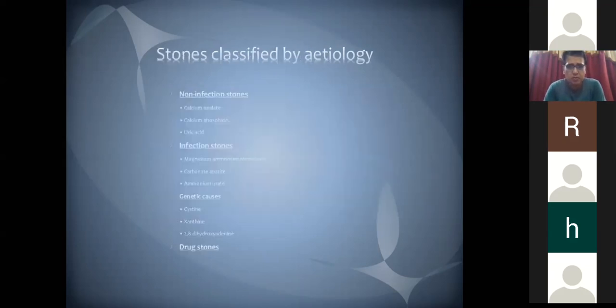I will not go in details of etiology, but there are either non-infection stones, which are commonly idiopathic stones, calcium oxalate stones, or there are infection stones because of the infections, genetic stones because of any genetic diseases. Among them, the cystine is the common one.